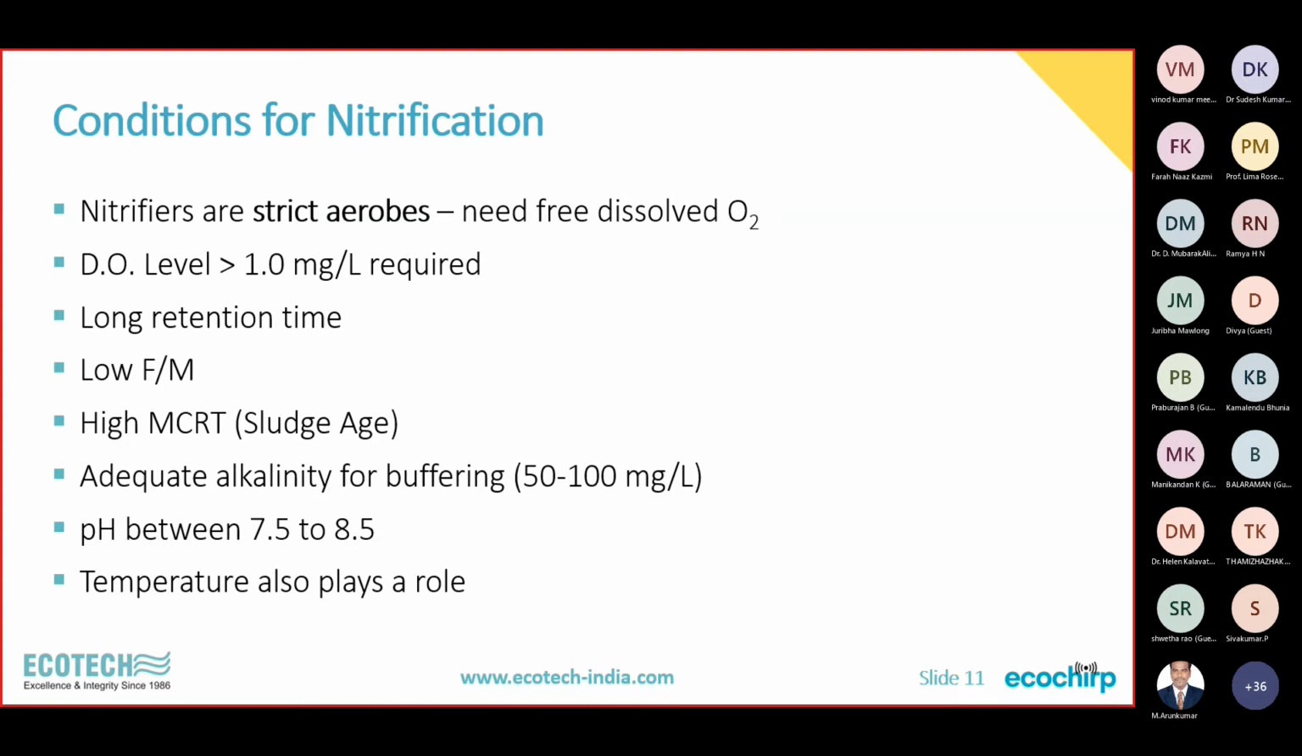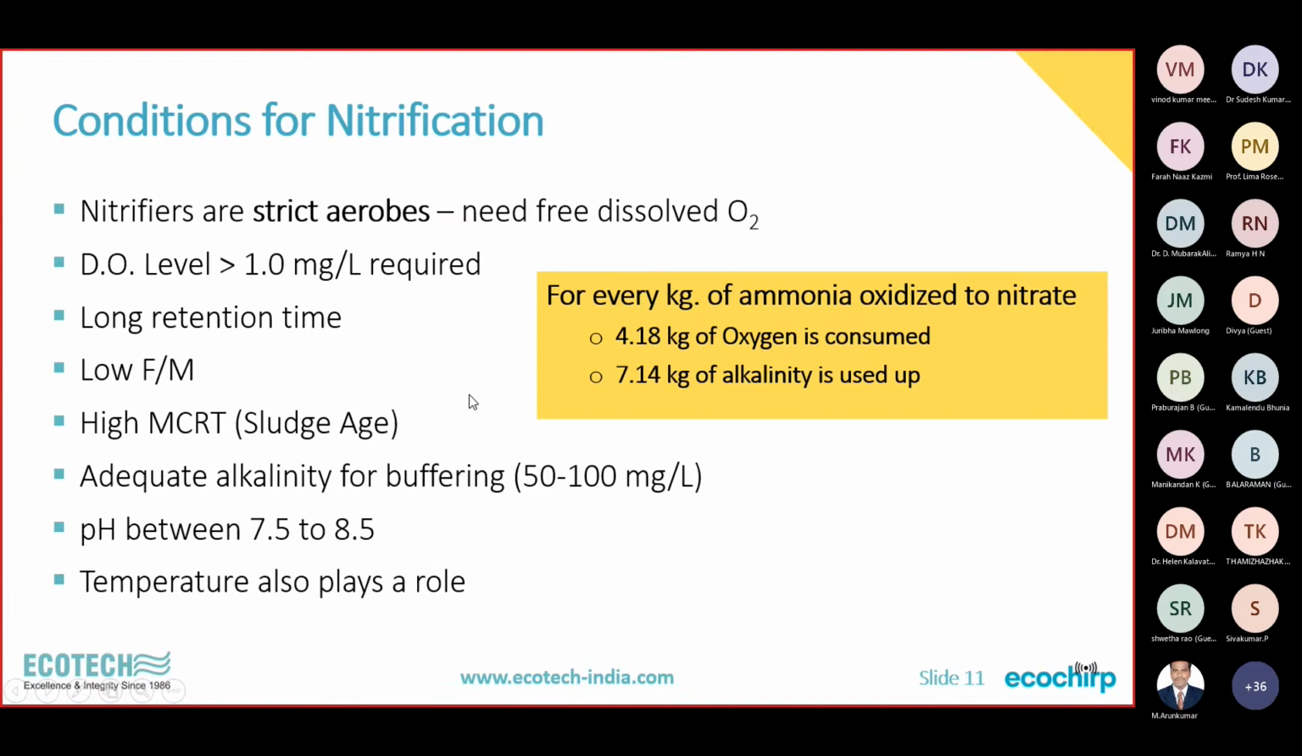Adequate alkalinity for buffering, 50 to 100 milligram per liter. Typically, we will have these kinds of alkalinity levels already present in domestic sewage. You may not have to externally supplement by adding any alkaline agent. pH between 7.5 to 8.5. Temperature also plays a major role in nitrification. For every kg of ammonia oxidized to nitrate, 4.18 kg of oxygen is consumed, and similarly 7.14 kg of alkalinity is also used up. That is the reason we need sufficient alkalinity in the wastewater.